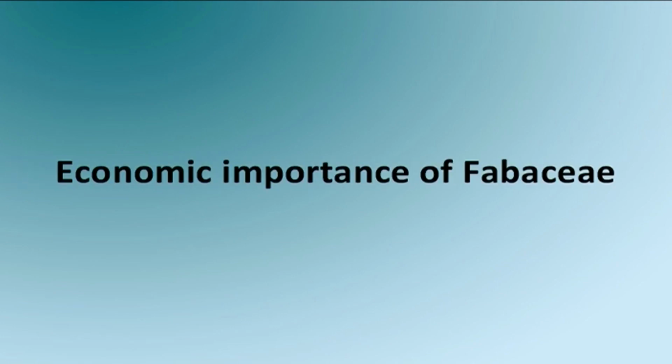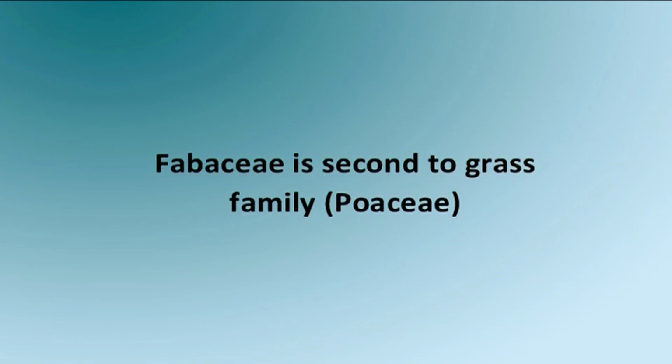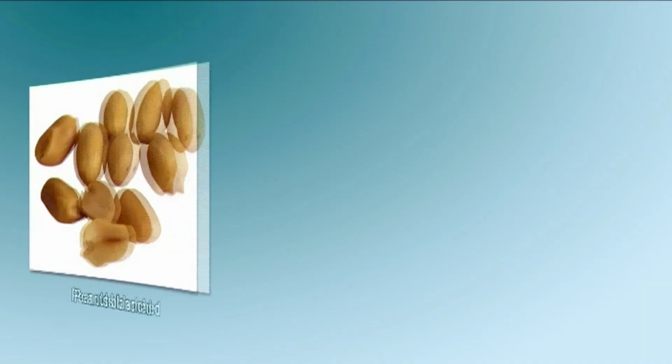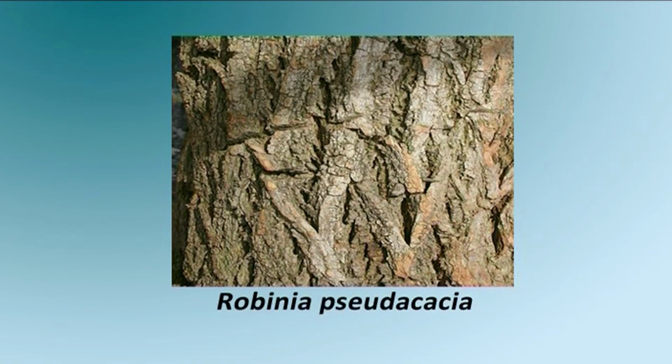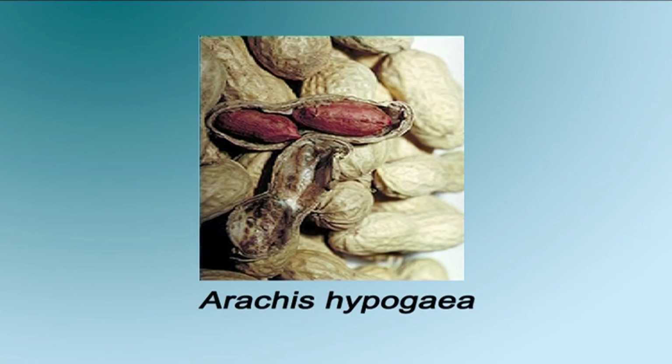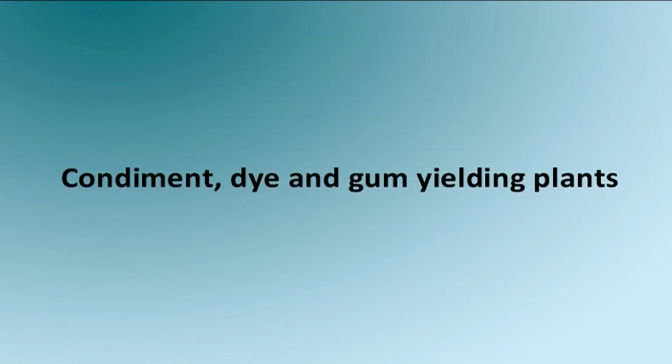Now the economic importance of this family. In economic importance, this family is second only to the grass family Poaceae. A large number of domesticated species harvested as crops for human and animal consumption as well as for oils, fiber, fuel, fertilizers, timber, medicines, chemicals and horticultural varieties belong to this family. The family also includes condiment, dye and gum yielding plants. Fabaceae is the family of pulses, which are a major source of proteins.